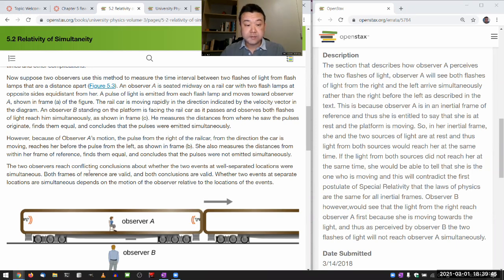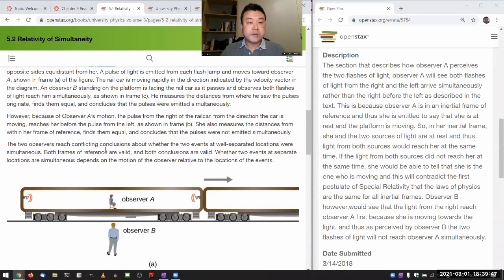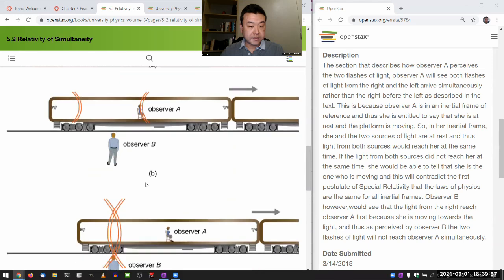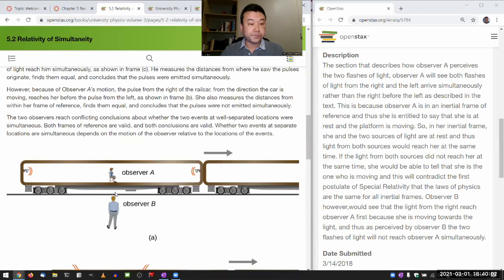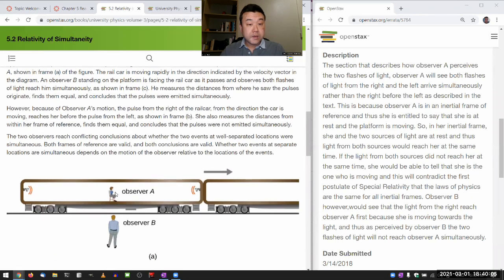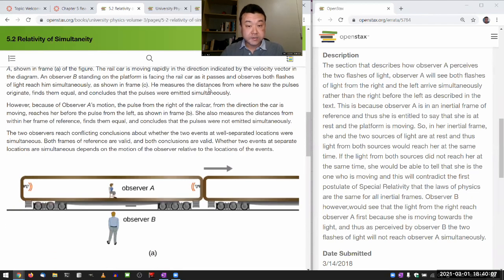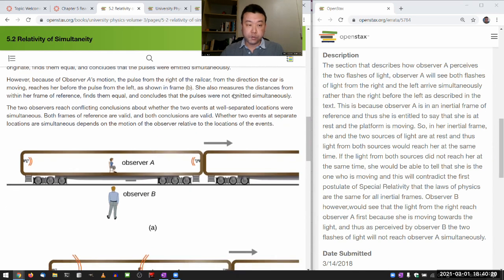Observer B, standing on the platform, is facing the rail car as it passes and observes both flashes of light reach him simultaneously, as shown in frame C. So here he sees both flashes simultaneously. He measures the distances from where he saw the pulses originate, finds them equal distance, and concludes that the pulses were emitted simultaneously.